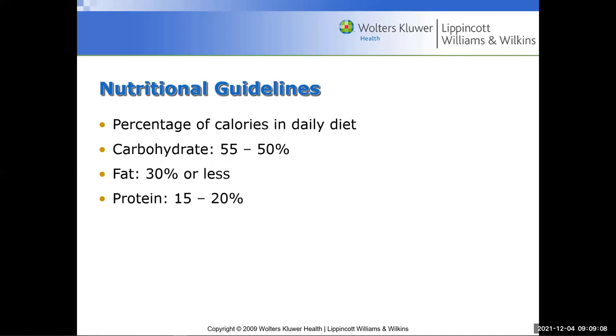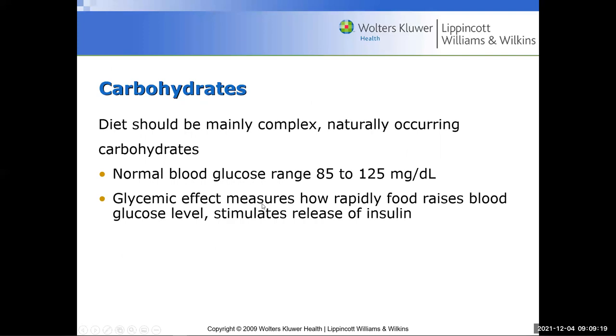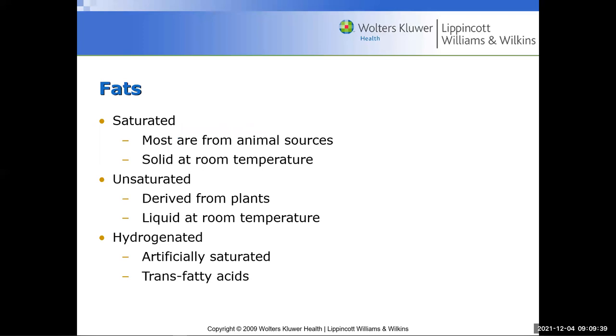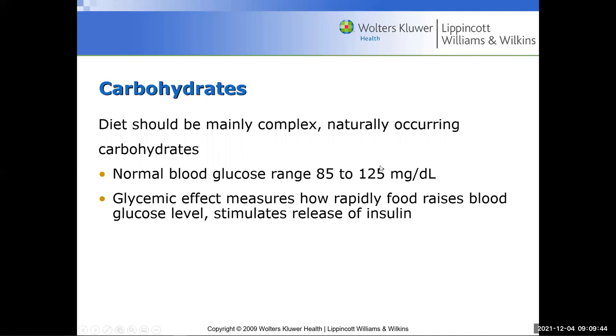In terms of how much of these different nutrients we need, there is a certain percentage given, but it varies from time to time. Updates are provided periodically, so have a look at the American Dietary Guidelines for these nutrients and the quantities needed. What is the normal range for blood glucose? The normal range of blood glucose is 85 to 125. It is regulated by glucagon and insulin. If it's too high, insulin kicks in, and if it's too low, glucagon kicks in and causes the release of sugars into the blood.